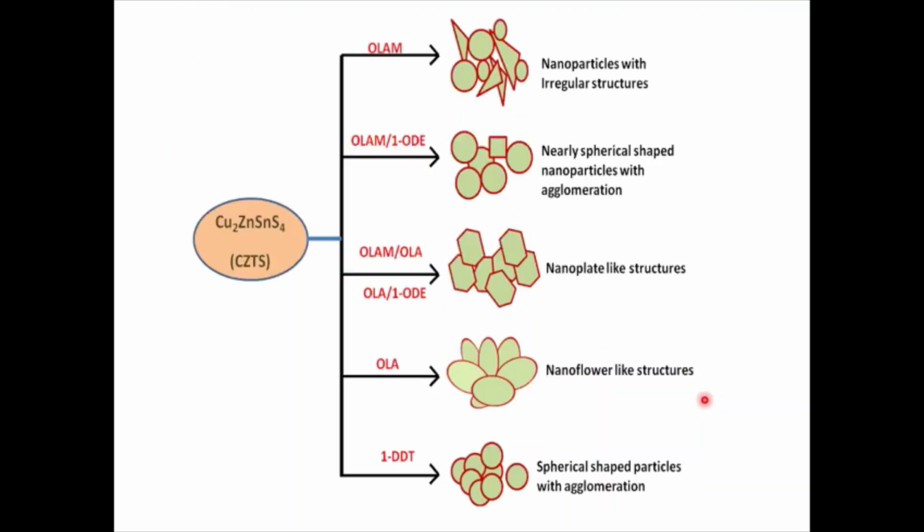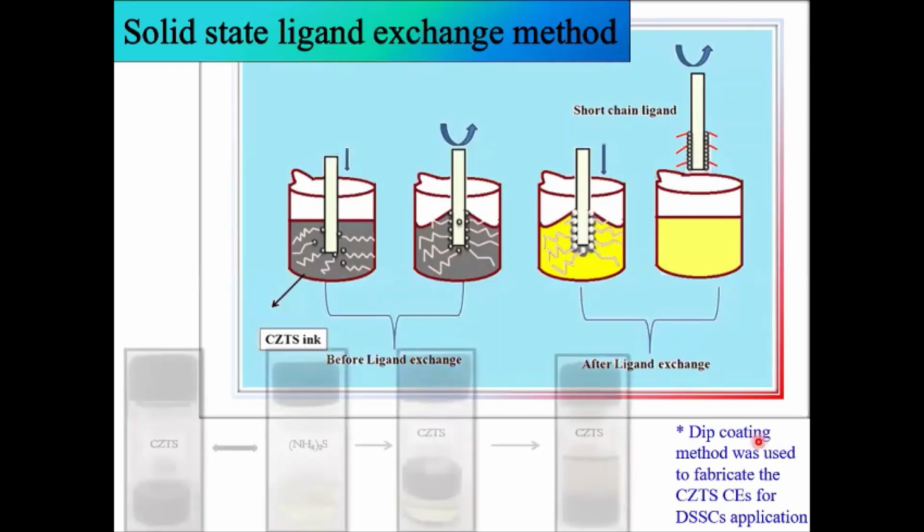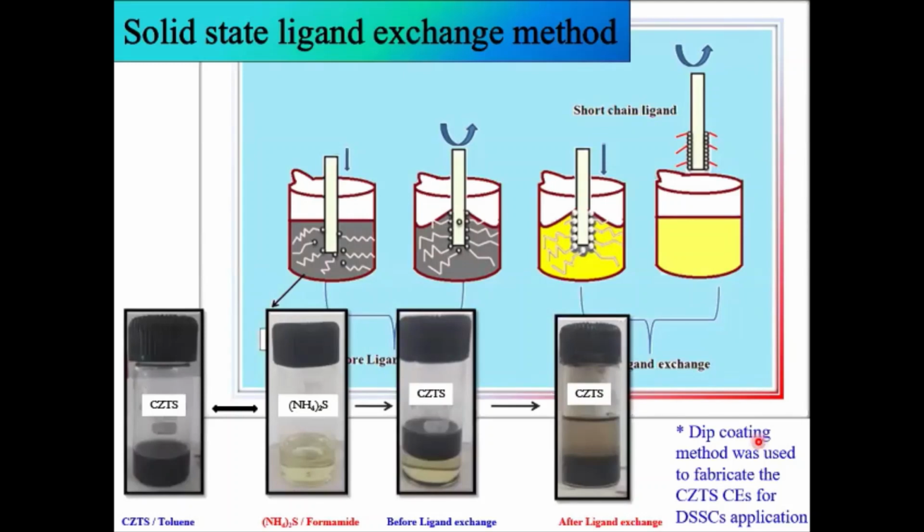As with sulfide, selenide has the same nature of evolution of morphology with different solvents or surfactant mixtures. As I explained earlier, when we do some kind of ligand exchange or phase transfer, we change the properties of the surfactants.